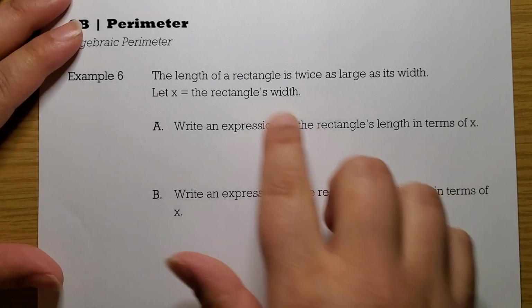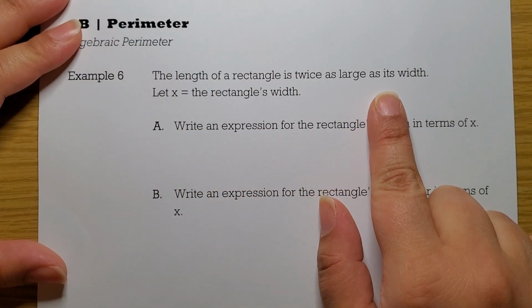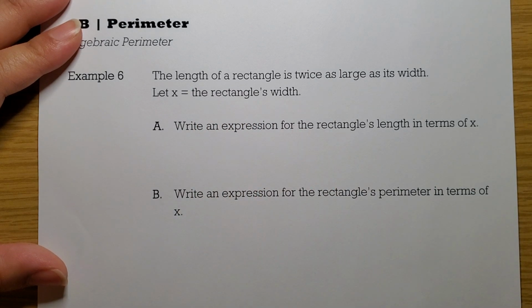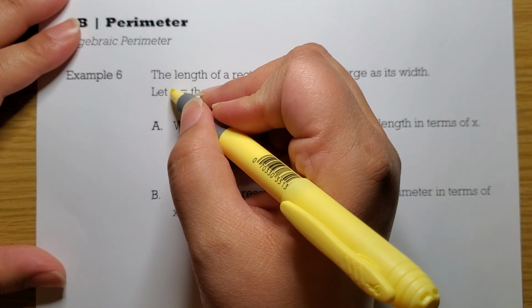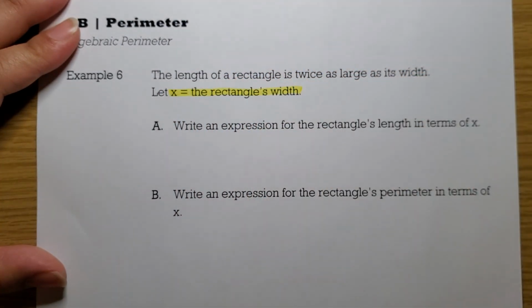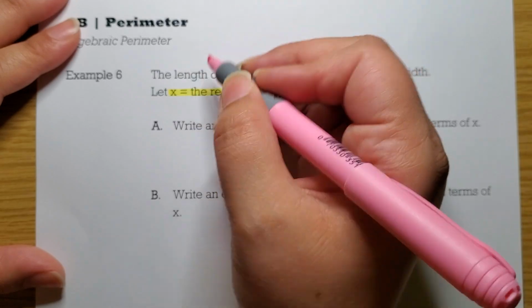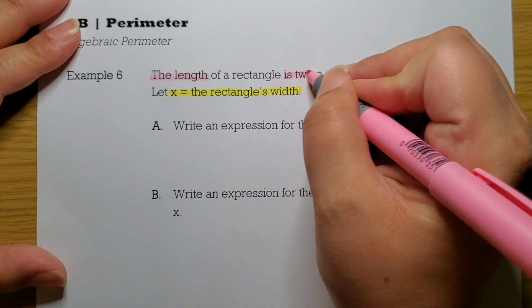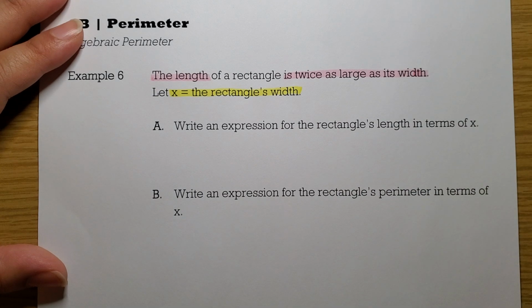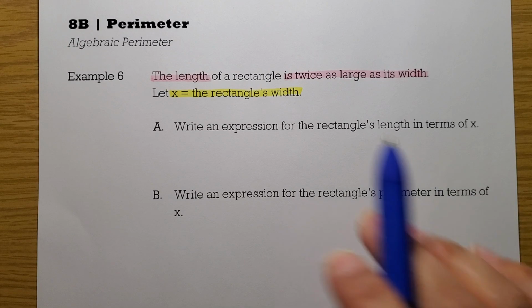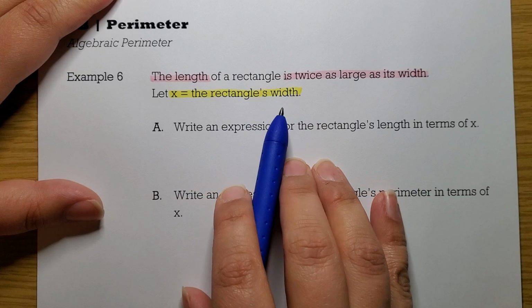So example 6 says, the length of the rectangle is twice as large as its width. Let's let x be the rectangle's width. Okay. So I'm going to identify here my variable. We're letting x be the rectangle's width. And then this first part said the length of a rectangle is twice as large as its width. So I'm not even going to look at part A and part B yet. Okay? I'm just going to focus on understanding the information given to me. So width is easy, it's just going to be x, right?